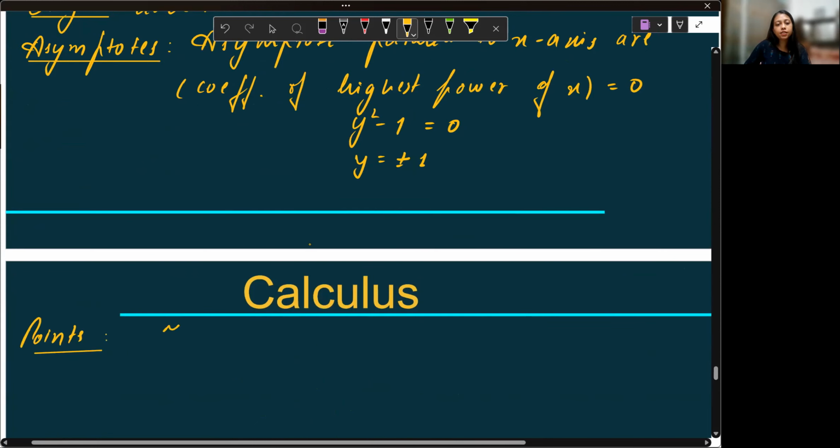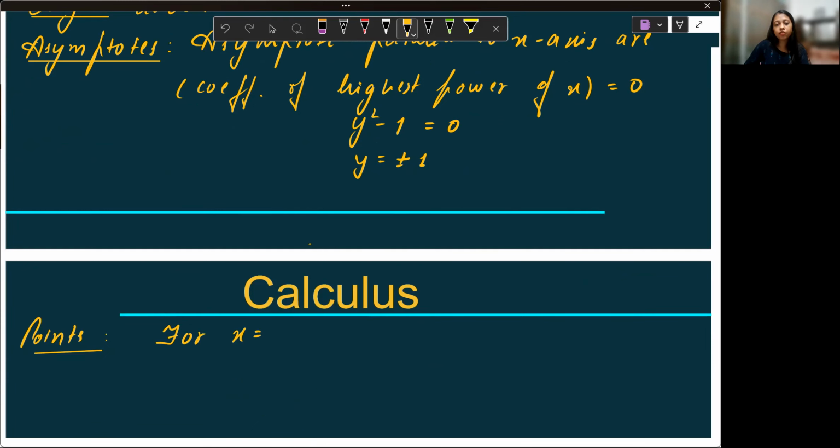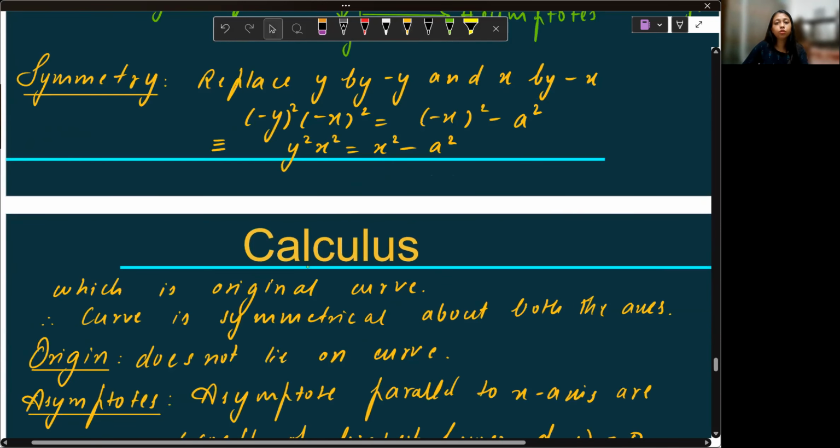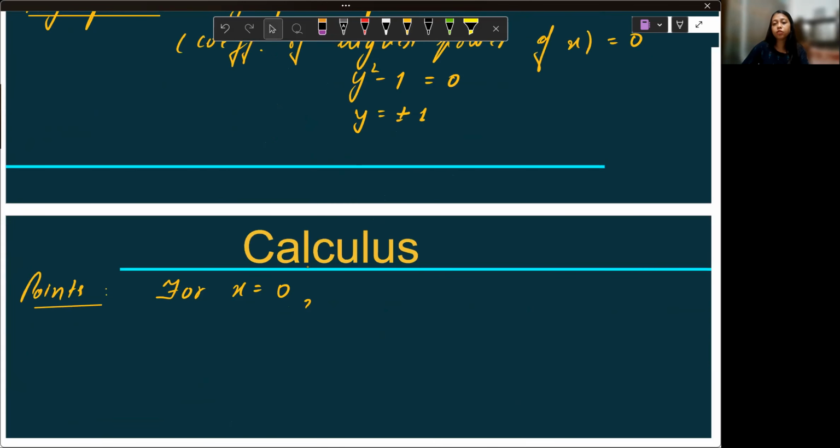In points, for x equals 0, that means whether we have any intersection with the y-axis. For x equals 0, you substitute into the curve y square equals x square minus a square by x square. So you substitute x equals 0. What you will get? You will get 0 equals minus a square, which is a contradiction. Right?